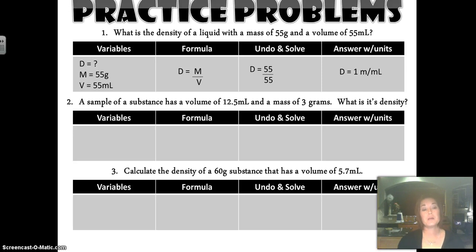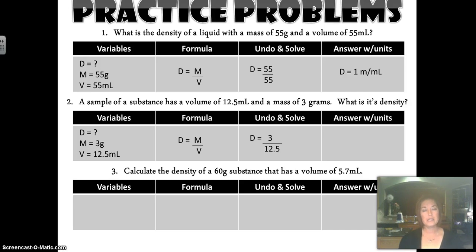Number 2. A sample of a substance has a volume of 12.5 milliliters and a mass of 3 grams. What is its density? Well, let's write down the variables. Density equals, I don't know, that's what we're figuring out. The mass equals 3 grams, and the volume is 12.5 milliliters. Same formula, D equals M over V. Plug it in, and I get 3 divided by 12.5.